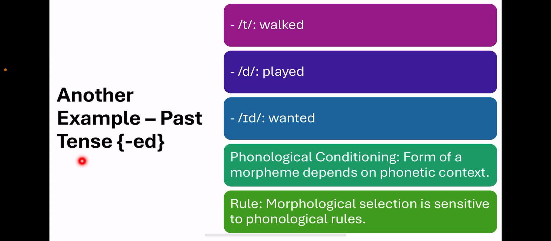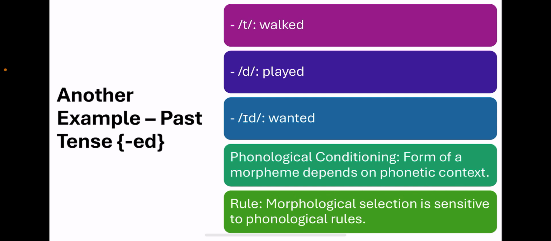Another example is from the past tense ed. For example, we have the word walked. You can see that ed is used here, but the sound is t, because of the consonant k, that is voiceless. So we say walked. Similarly, we say played. The same ed is used here, but the sound is d because of the vowel. Remember that vowels are all the time voiced. And then we have wanted. Because of two syllables, the sound is id in the past form. So phonological conditioning means the form of a morpheme depends on the phonetic context.